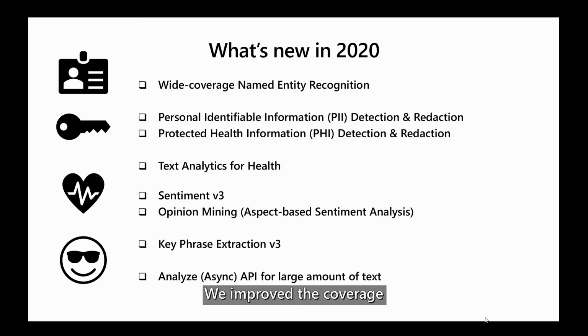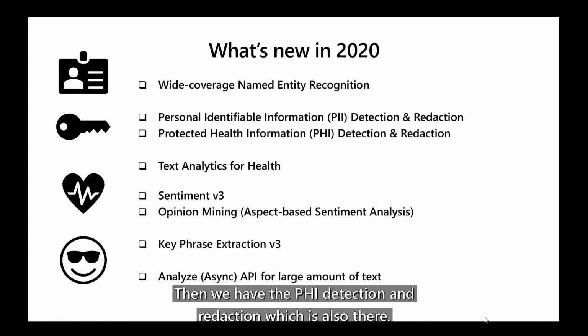Right? So, we improved the coverage in terms of the categories which are supported in NER. We added new capabilities, and I already mentioned PII detection and redaction. So, redaction, for people who don't know, is when we detect PII information, we replace it with asterisks, but you do get the response of what was redacted, right? So you do have it, but if you have to expose that output, then you can just expose the asterisks. And then we have the PHI detection and redaction, which is also there.